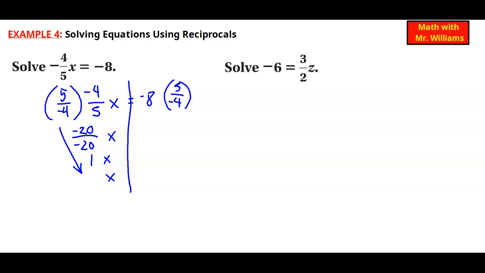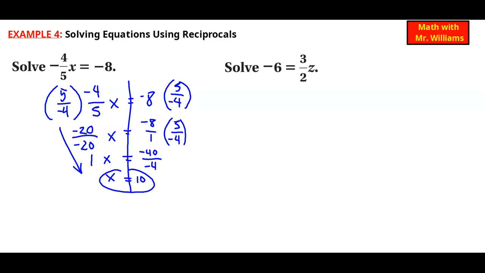But on the right, now we have to do our math. So negative 8 is going to change into negative 8 over 1 times 5 over negative 4. Multiply straight across, and we get negative 40 over negative 4. Negative 40 divided by negative 4 will get me an answer of 10 for my final answer. All right, on to the next one.